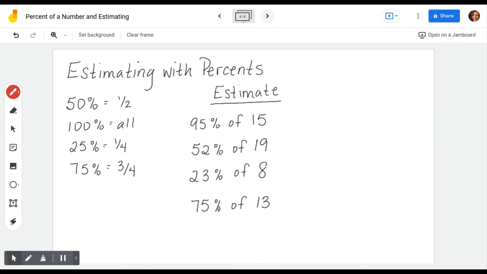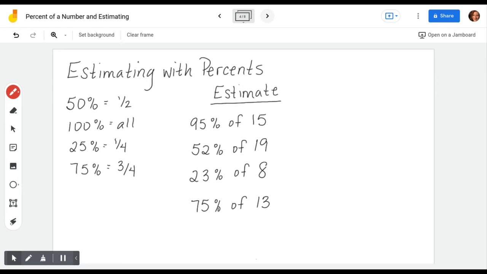Now, when we start estimating, there are some benchmark percents that if you don't know yet, you need to just learn. 50% means it's a half. 100% is all of it. It's the whole thing. 25% is a fourth. 75% is 3/4. So just using those 4 benchmarks, that'll help you with some of your estimation.